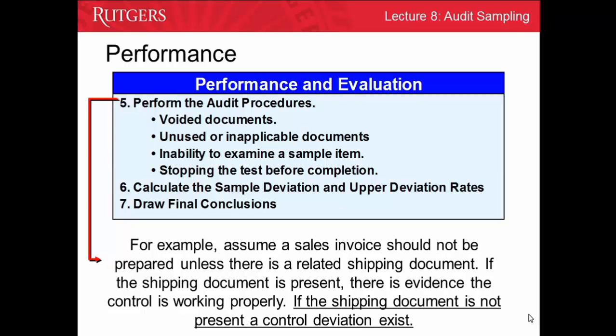In conducting the audit procedures for tests of controls, the auditor may encounter the following situations. First, the auditor may occasionally select a voided document in the sample. If the transaction has been properly voided, it does not represent a deviation. The item should be replaced with a new sample item.